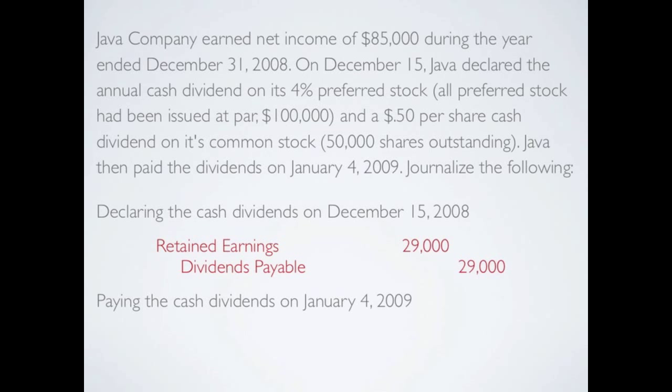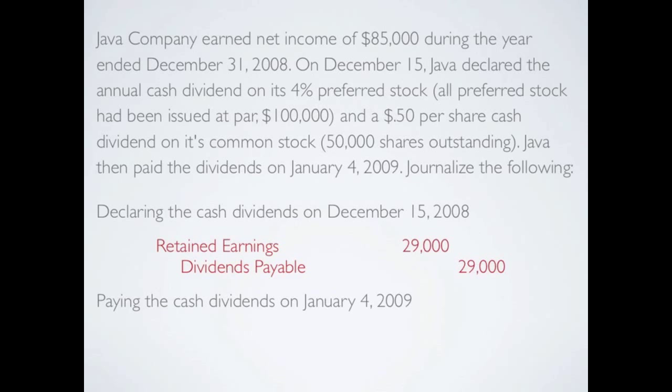So I've already got the amount calculated here. It's $29,000, but how did I get that? Well, they tell me that we have $100,000 in preferred stock outstanding. That's how much has been issued. And we pay a dividend of 4%. So 4% of the $100,000 is $4,000. They also tell me that we have 50,000 shares of common stock outstanding, and we're going to pay 50 cents per share on those shares. That's $25,000. So $25,000 to the common stockholders and $4,000 to the preferred stockholders is $29,000. So that's how we came up with the $29,000 in dividends that we're going to be paying out.